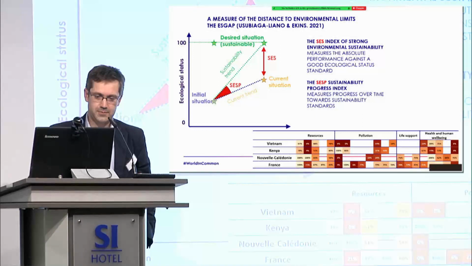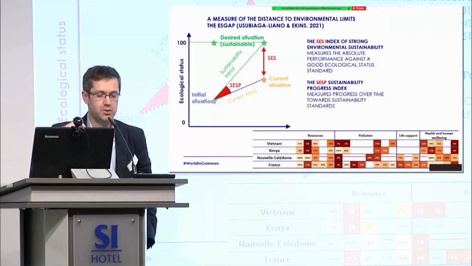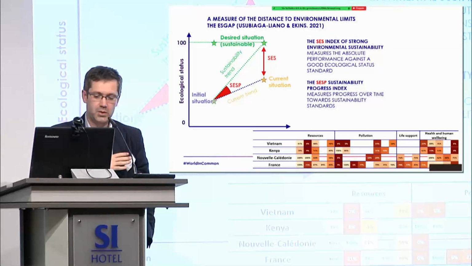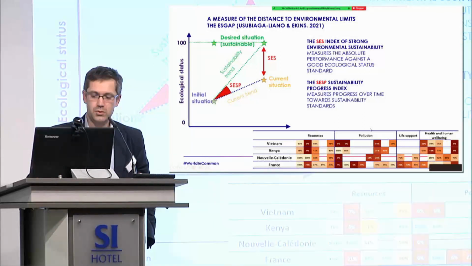sustainability standards. But then you can also compute, and that's where the gap comes in, what should be the trend in terms of sustainability and measure how far you are from there. And this is the SES, Index of Strong Environmental Sustainability. Now, this desirable situation here is in a 1D plan, or 2D plans, but there's a 1D ecological status. But actually what we do is we divide it into different indicators in terms of resource, pollution, life support, health and human well-being, and so on and so forth. And we applied it to different countries.